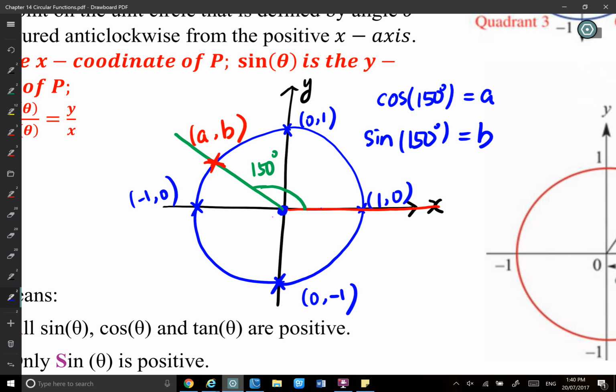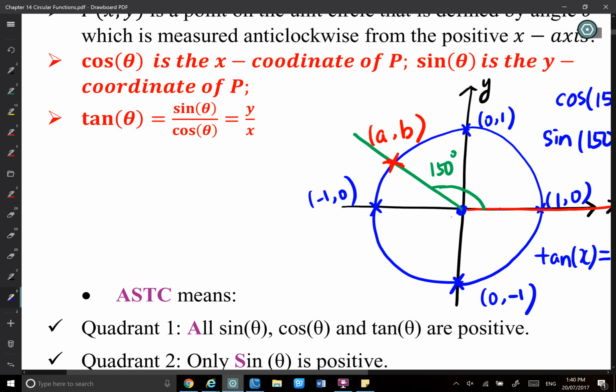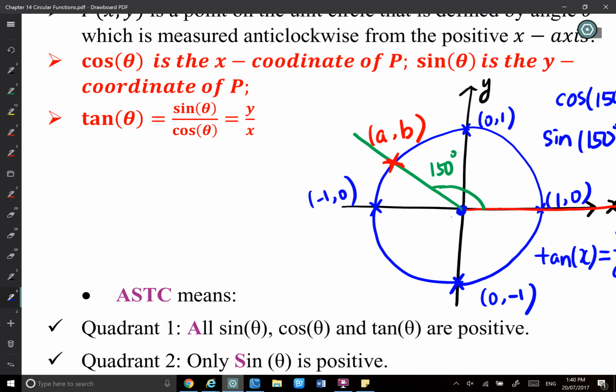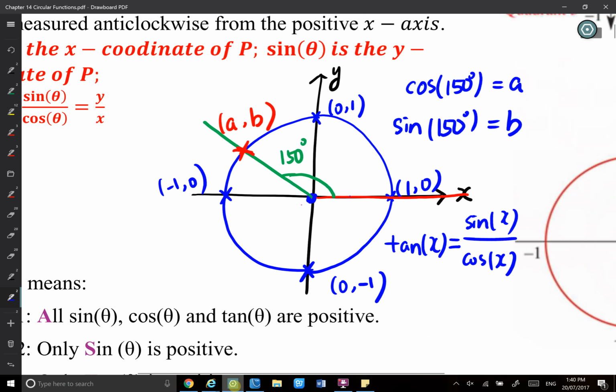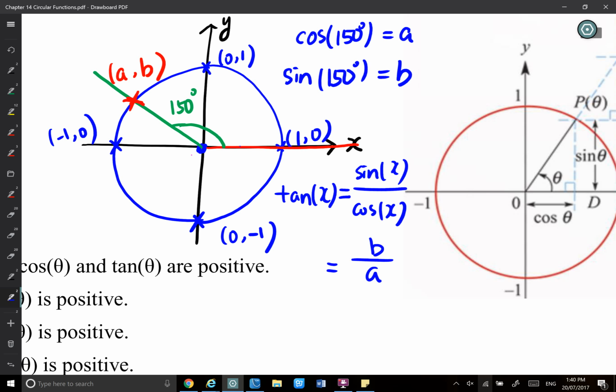And tangent will be easy. Tangent of anything will equal sine of that divided by cos of that. That's a formula. I think I typed it somewhere here. Tangent x is sine x over cosine x, which is the y value over the x value. So in this case, it's b over a. You know the x coordinate, you know the y coordinate, divide them, and you achieve the tan. So that's what sine, cos, and tangent are.